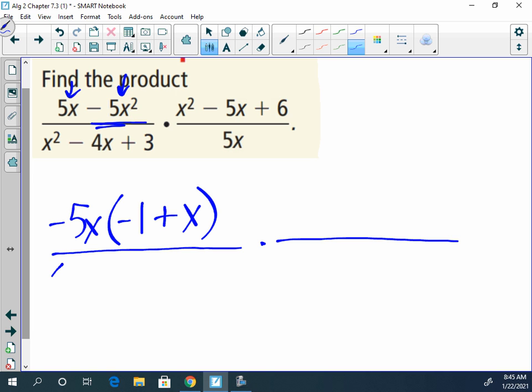Okay, let's look at the denominator of this here. 2 sets of parentheses. Since the 3 is positive, the signs are the same, and they're both negative because the middle term is negative. Because if the constant term or the third term is positive, the signs are the same, and they match the sign of the middle term, which would be negative.